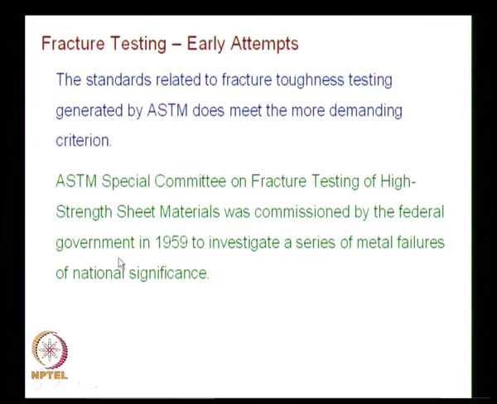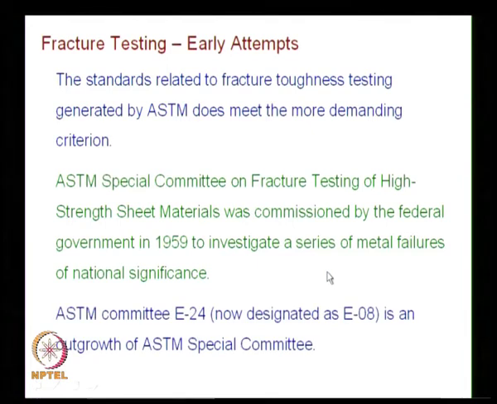It was commissioned by the federal government, that is the government in USA, in 1959 to investigate a series of metal failures of national significance. So, the idea is to find out the cause and mitigate, whether they could prevent such failures. So, you need to have a standard and adhere to the standard in all the practices. And if you look at the history, the ASTM committee E24, which is now designated as E08, is an outgrowth of the ASTM special committee, which was instituted in 1959.